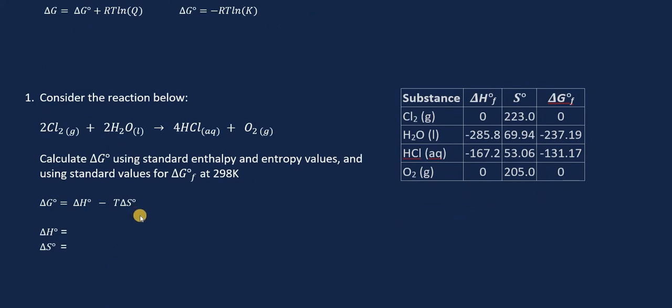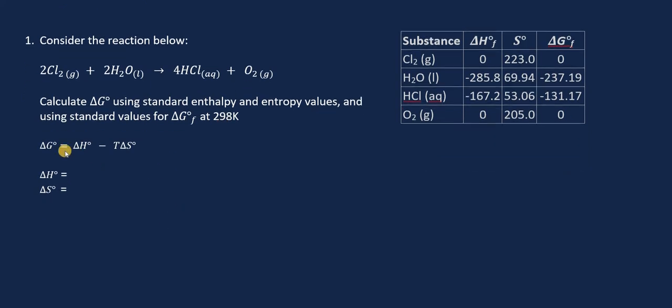So we've got this question here, where we've got this reaction, where we have chlorine gas plus water, creating hydrochloric acid plus oxygen. And it asks us to calculate the delta G for this reaction using standard enthalpy and entropy values and using standard values for delta G at 298 degrees Kelvin. So first we'll go ahead and calculate it using this equation where we have the enthalpy and entropy values with our temperature. So first we need to calculate delta H and delta S so we can plug them into this equation with the temperature in Kelvin.